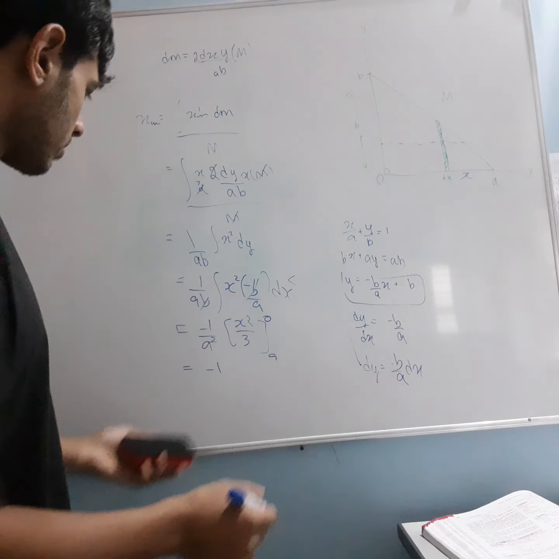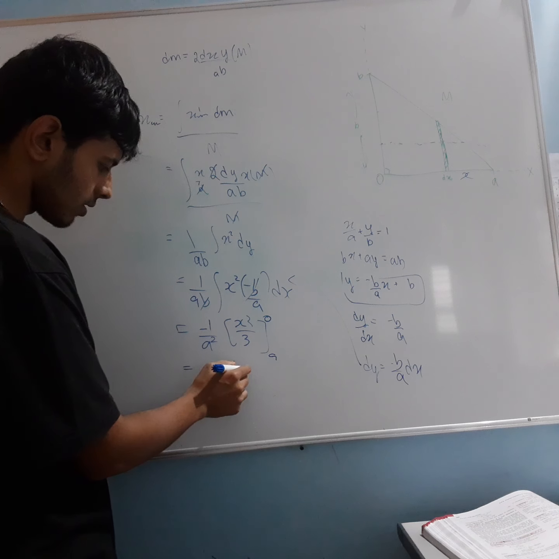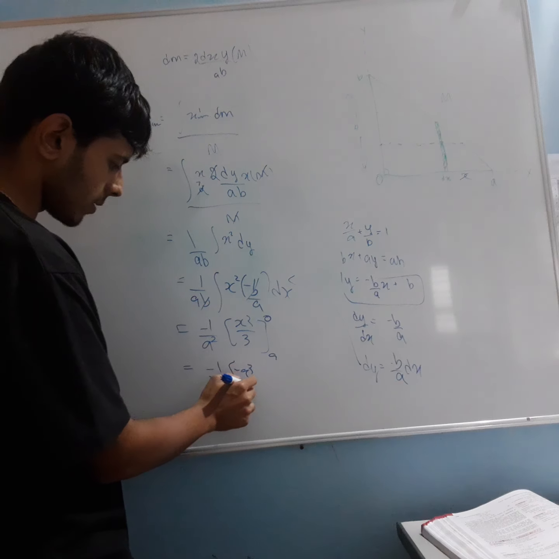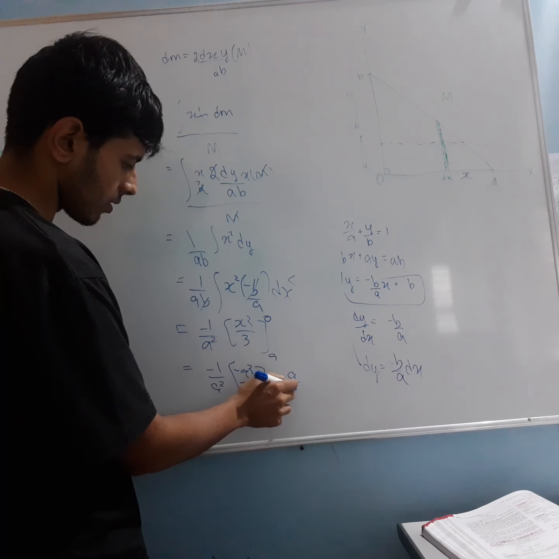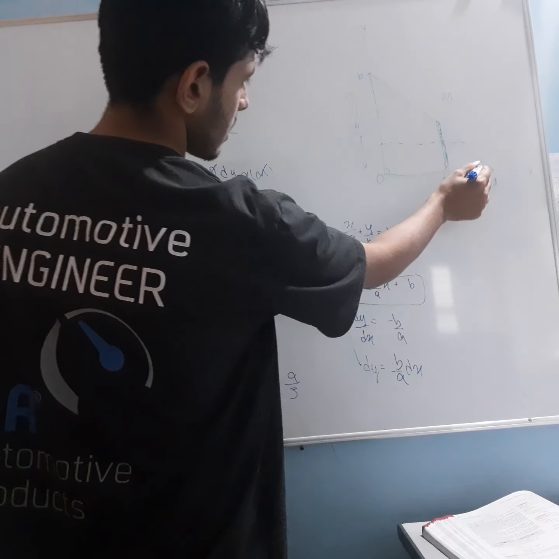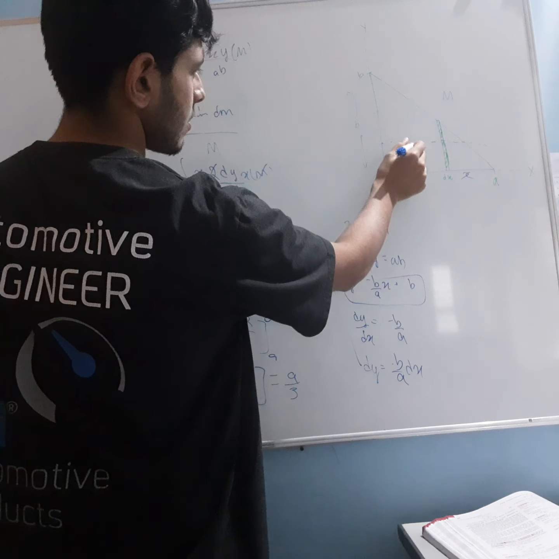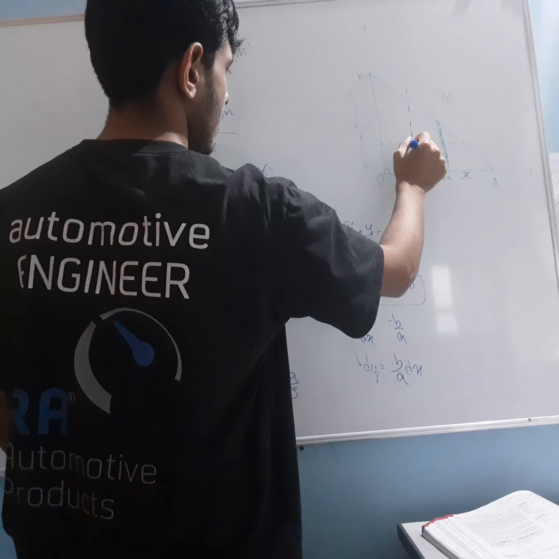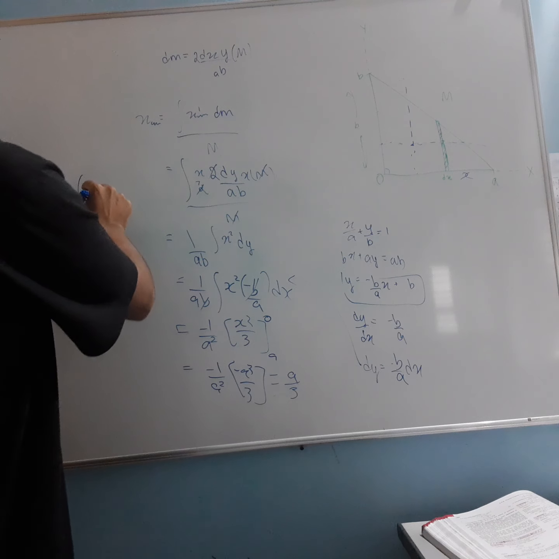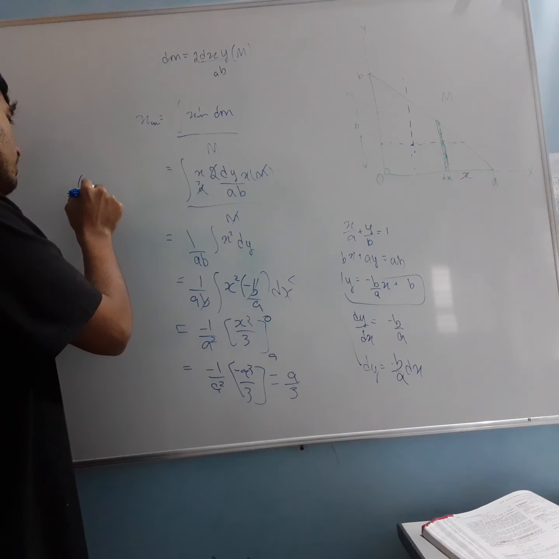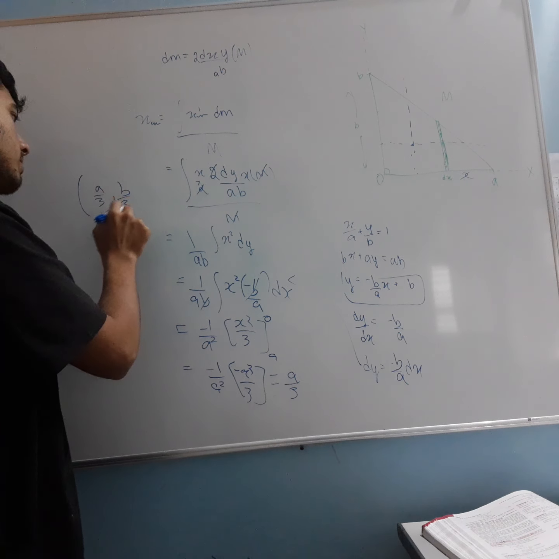So by solving it, you get minus 1 over a squared times minus a cube upon 3, which just simplifies to a over 3, and a over 3 lies somewhere over here, and you get the center of mass is located at a distance of a by 3 comma b by 3.